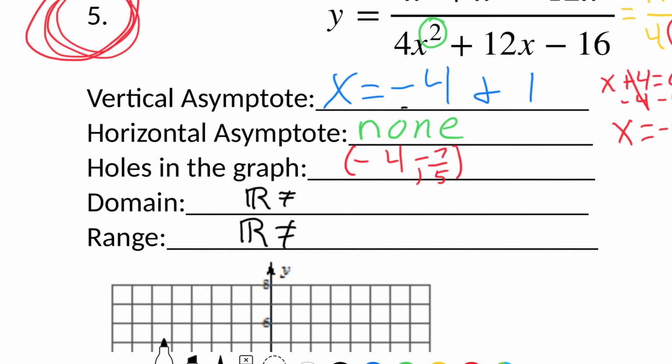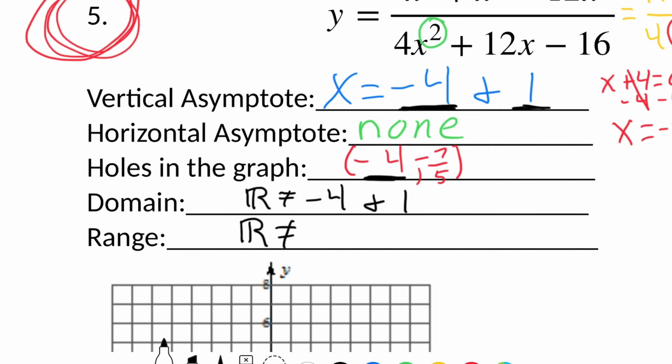So a vertical asymptote tells us that our graph is not going to include x is negative 1, x is 1, or negative 4 and positive 1. It is also not going to include the negative 4 due to our holes. So our domain is x not equal to negative 4 and positive 1.